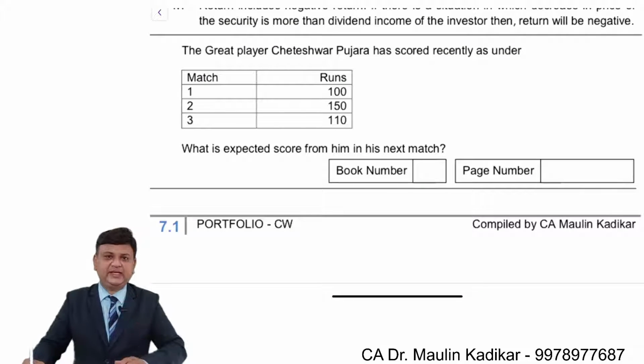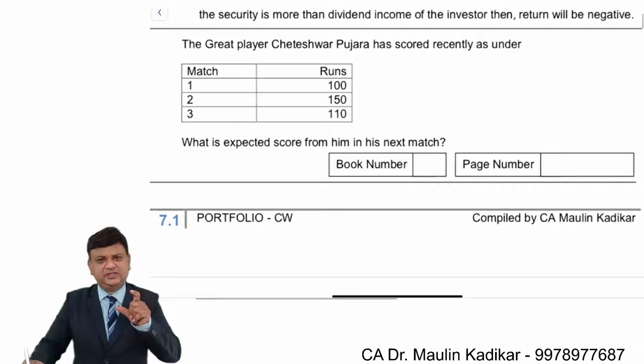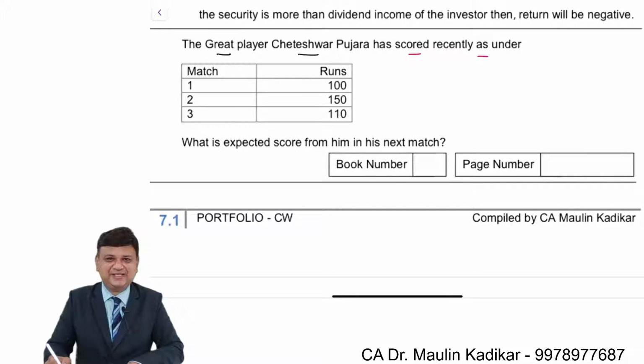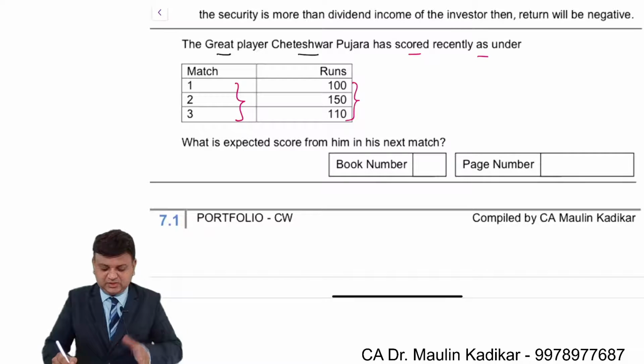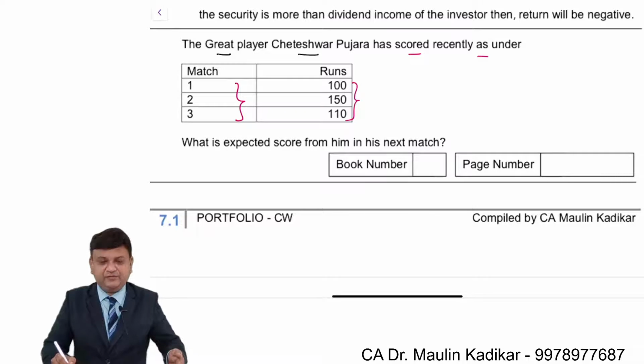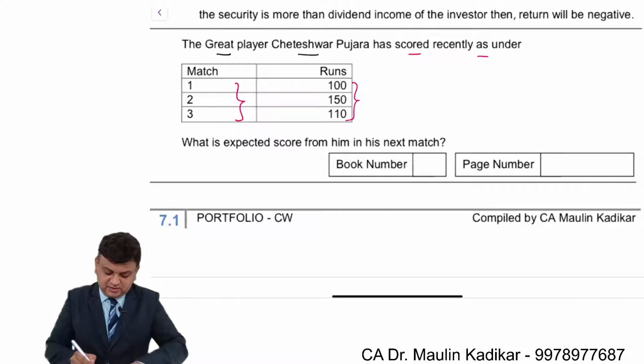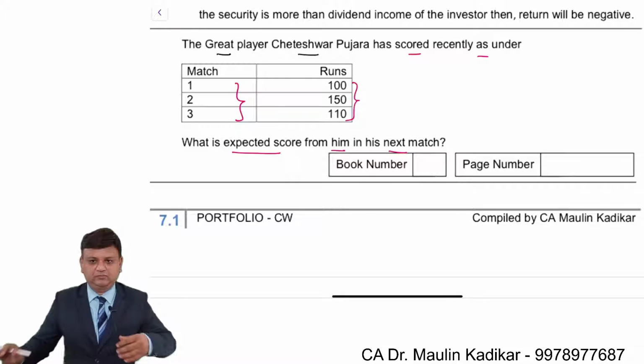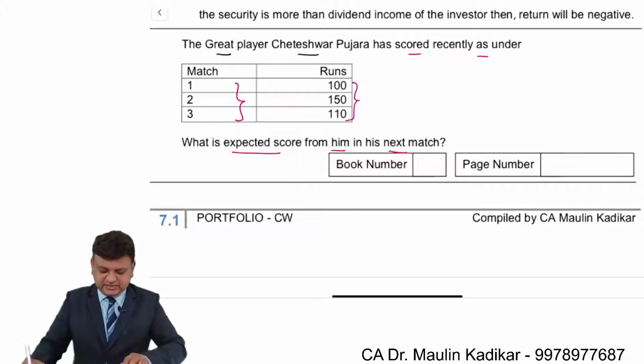Before we write the answer for both of them, some further discussion. Great player Cheteshwar Pujara has scored recently as under. In the previous 3 matches in which he has played, his score is given to us: 100 runs, 150 runs and 110 runs. What is the expected score from him in his next match? Can you write the answer for this in the chat box?